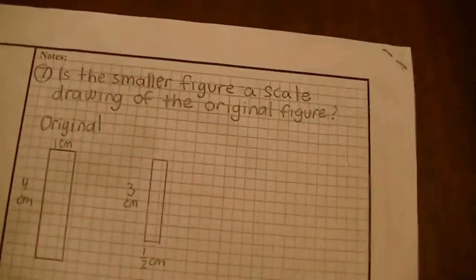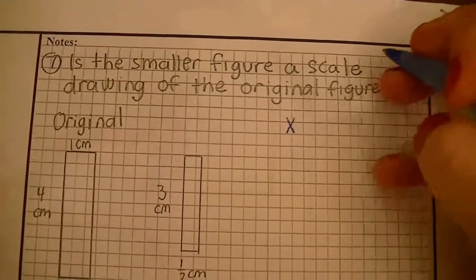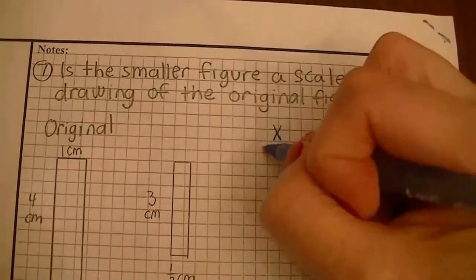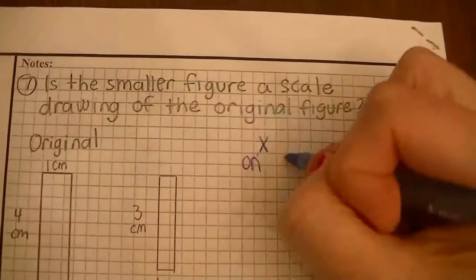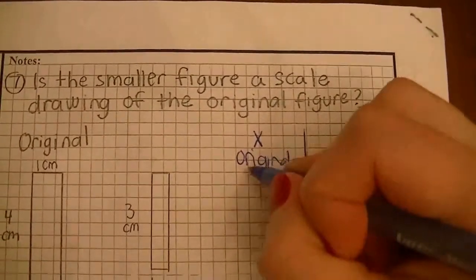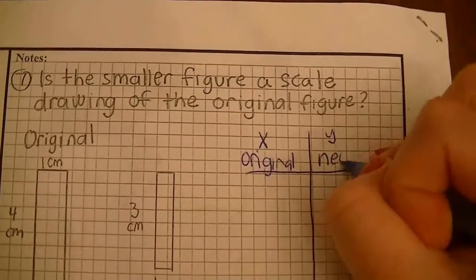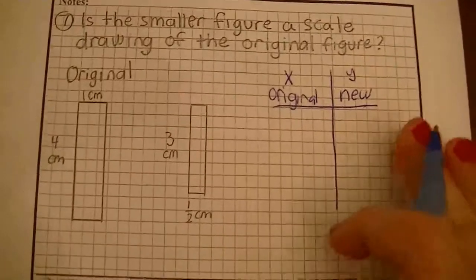But in my table, since I don't know for sure if it's a scale drawing yet, I'm just going to use the word new, like new drawing. So X for sure is the original. And then Y is going to represent just the new one. Okay, the new figure. Okay?